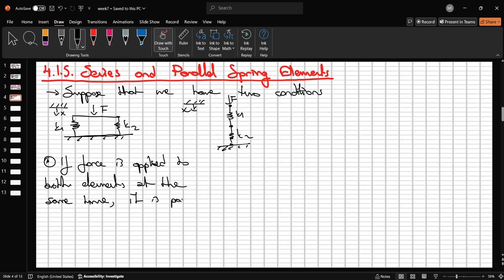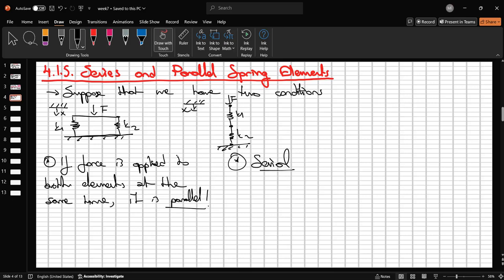This is our rule, okay? In this case, if we apply the F, both K1 and K2 are affected by the F. But in the second case, this is not so, because in the first place F is applied to K1 and K1 pushes K2. And then this is the serial, right? This is the basic rule.